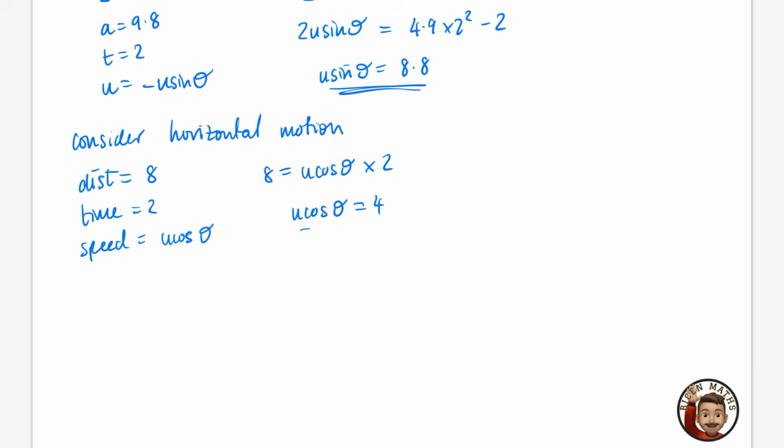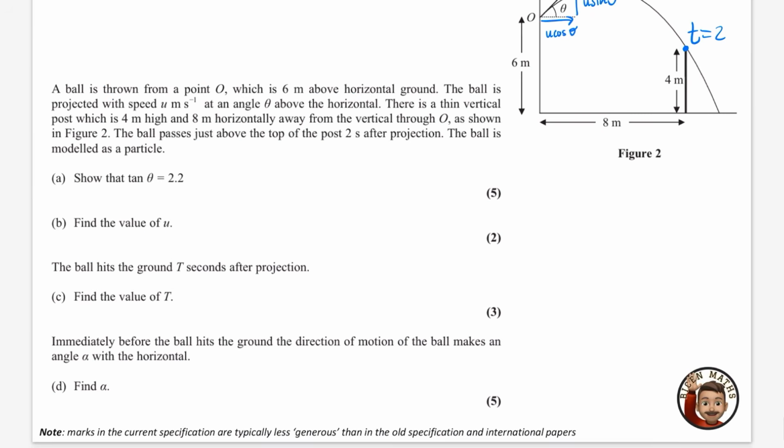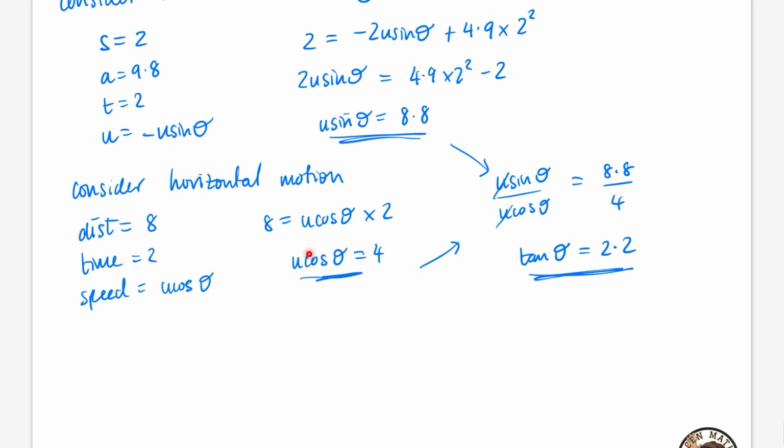So I've now got this equation and this equation. If I do the top one divided by the bottom one, I get u sine theta divided by u cos theta, and I get 8.8 divided by 4. The u's cancel, sine over cos is tan, and 8.8 divided by 4 is 2.2. So I've now got that tan theta is 2.2 for those 5 marks. We're now going to just find out the value of u, and it's basically just finishing off solving these simultaneous equations, so I could find it from here, or whatever I want to do really.